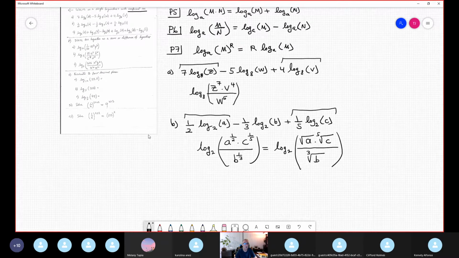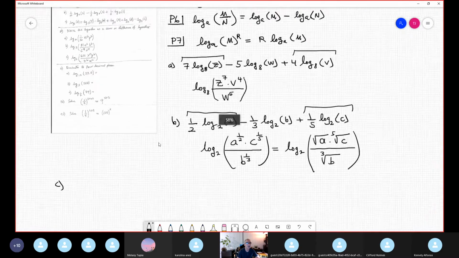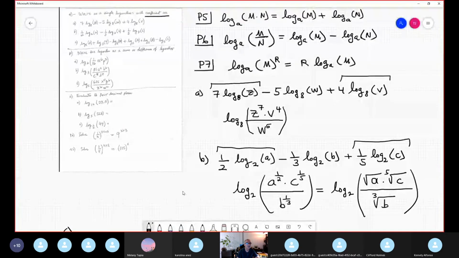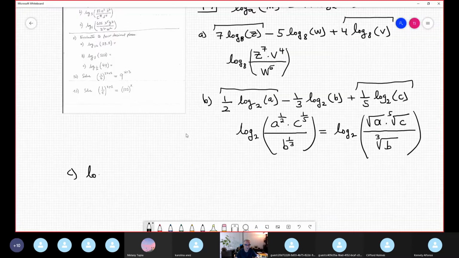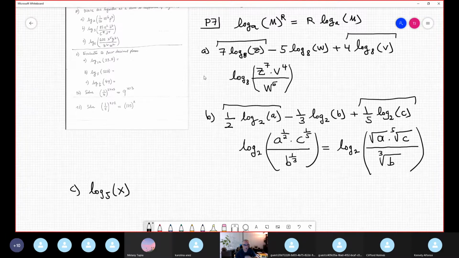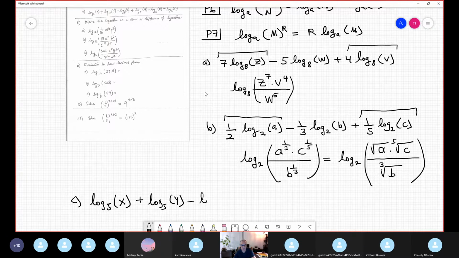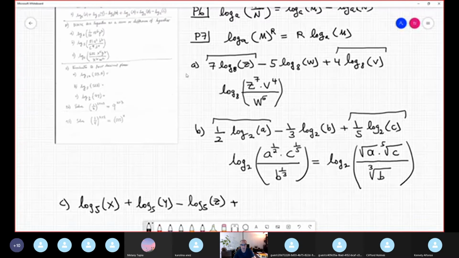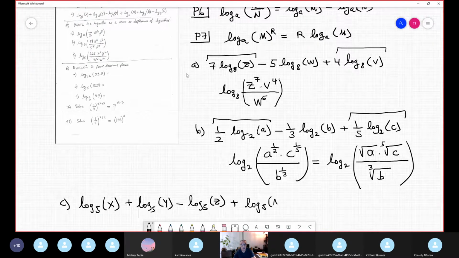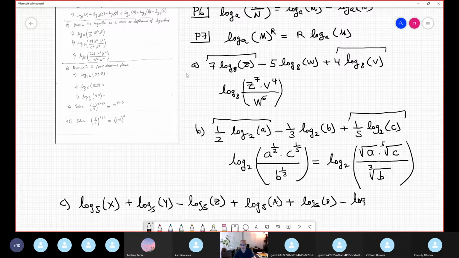Okay, let's do the last one. The last one is long, because how many logarithms do we have? We have 1, 2, 3, 4, 5, 6. Wow. It is logarithm base 5 of x plus logarithm base 5 of y minus logarithm base 5 of z plus logarithm base 5 of capital A plus logarithm base 5 of capital B minus logarithm base 5 of capital C.